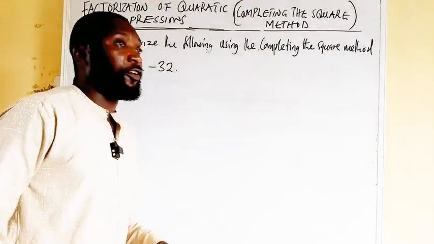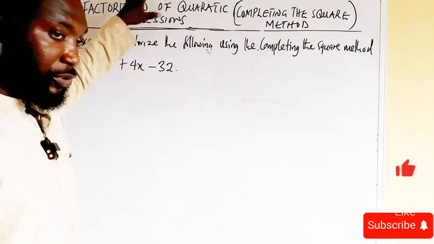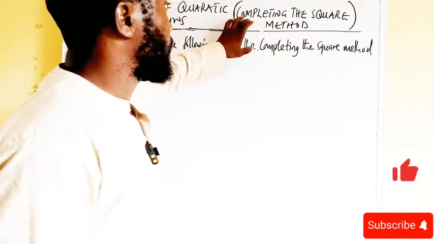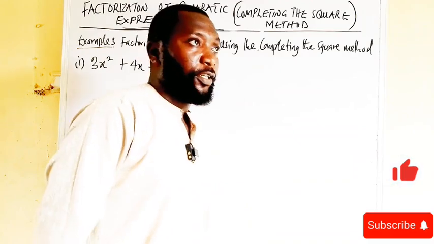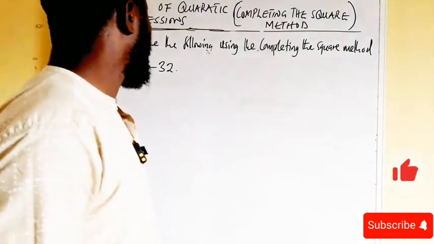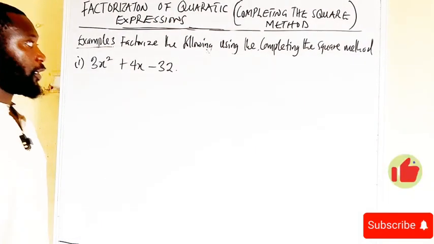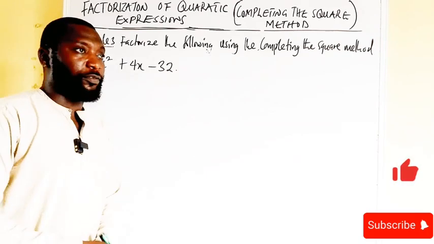Now we want to consider another method of factorizing algebraic expressions. And the method is method of what? Completing the square. Here we want to use the method to factorize this quadratic expression. How do we apply the method?